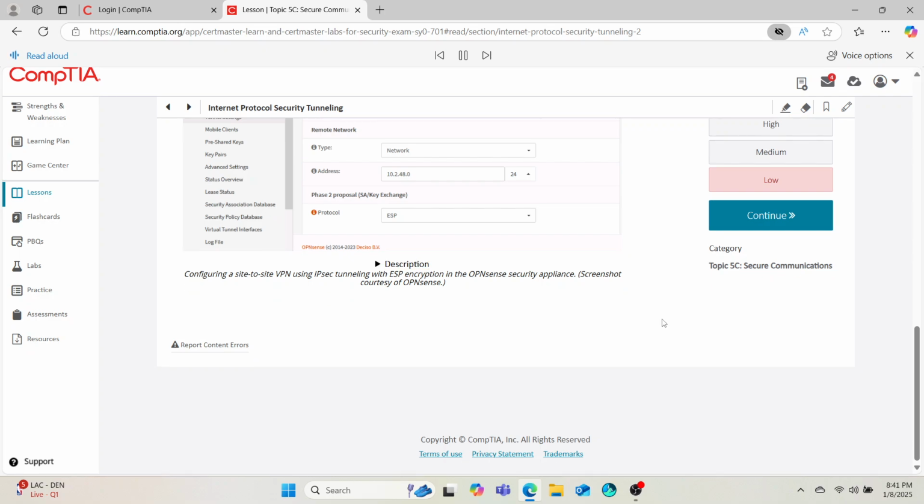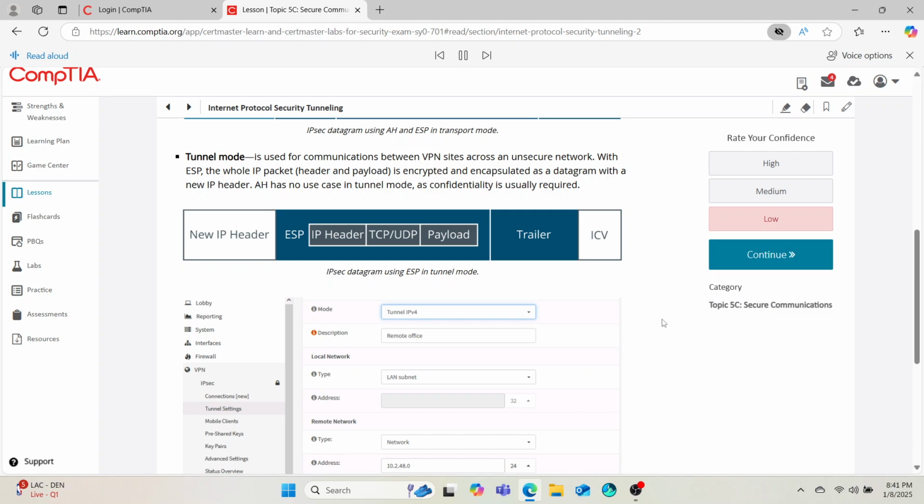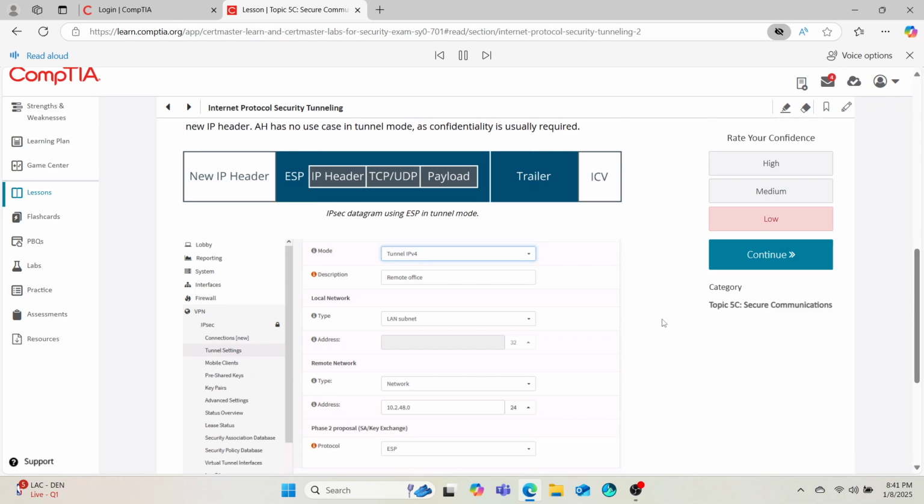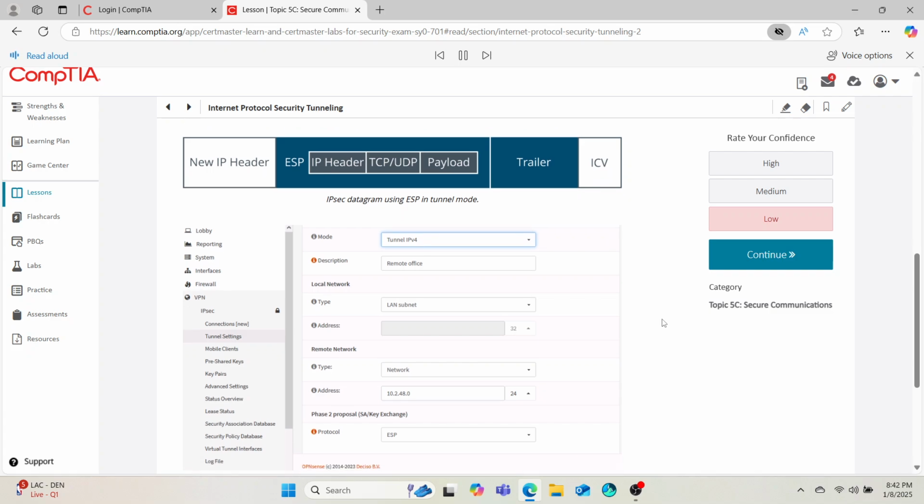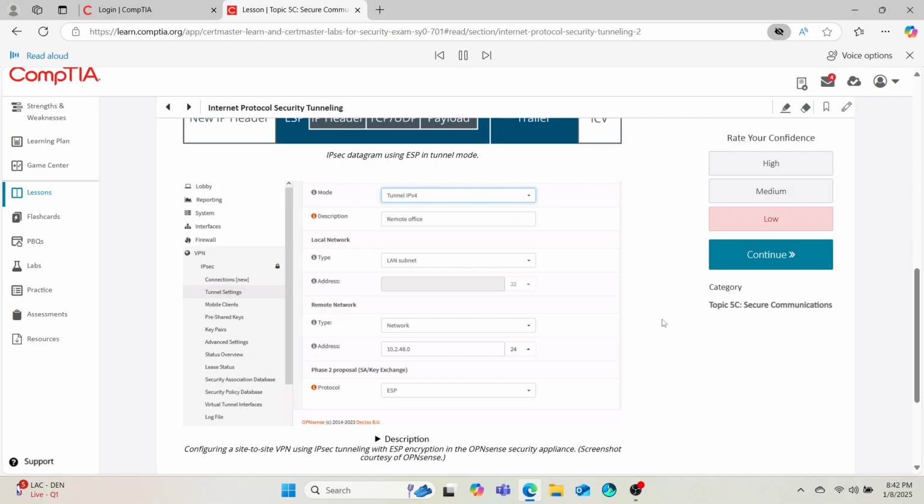The sub-option Tunnel Settings under the tab VPN is selected from the left menu. The right pane shows Mode, Tunnel IPv4, and Description, Remote Office. A section titled Local Network shows type, LAN subnet, and address. Another section titled Remote Network shows type, network, and address 102.480.24. Another section titled Phase 2 Proposal, SA/Key Exchange, shows protocol, ESP. Configuring a site-to-site VPN using IPsec tunneling with ESP encryption in the OPNsense security appliance.